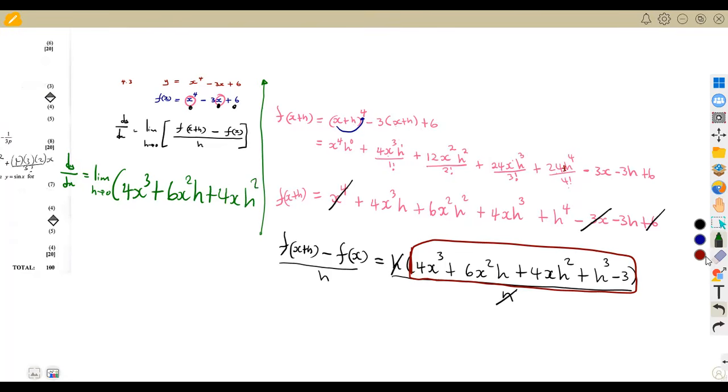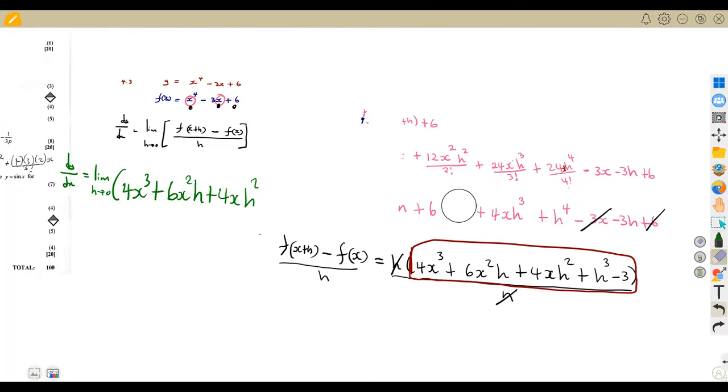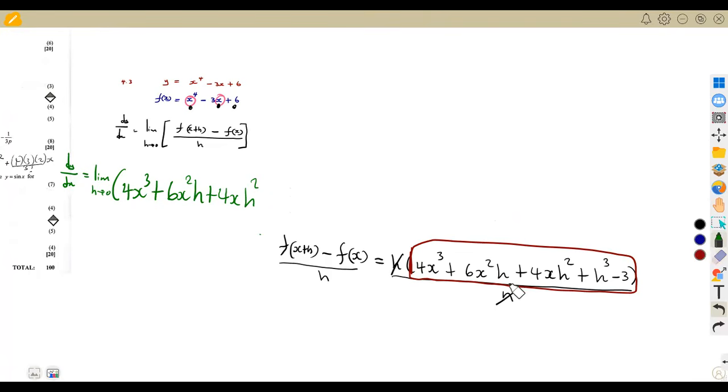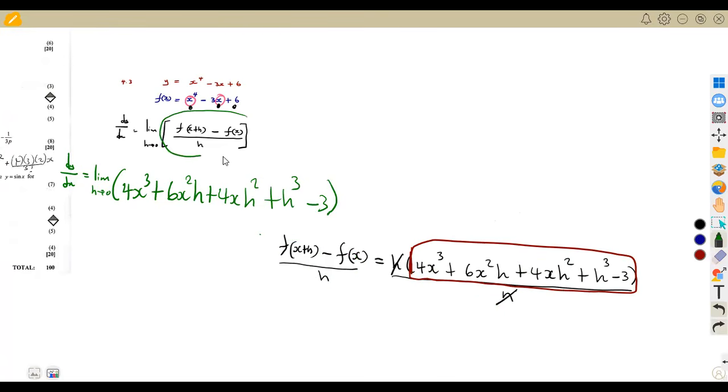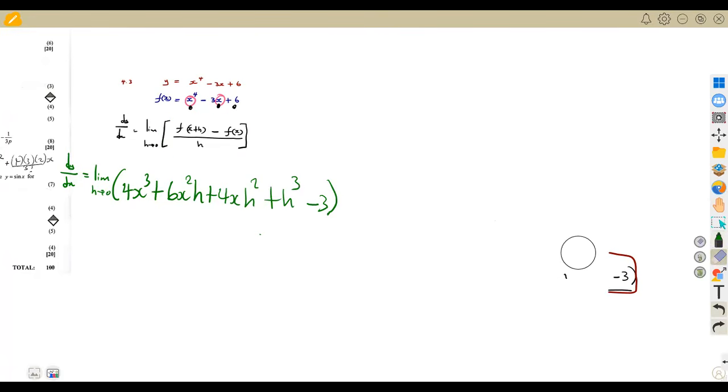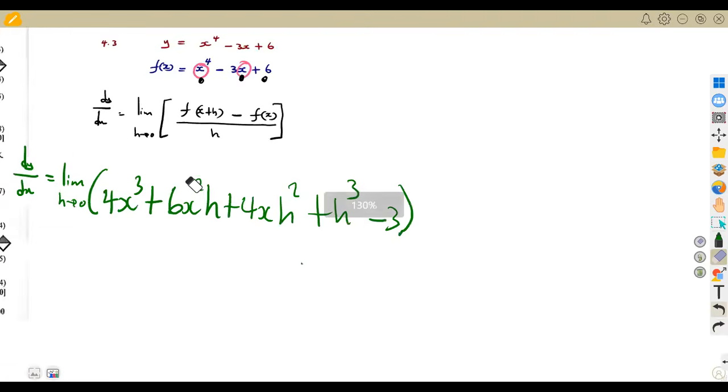Unfortunately, guys, I wanted us to work this to see it up to the end, but unfortunately, there's no space. I'm just going to remove this. So here we're going to have 4x h squared plus h cubed minus 3 like this. So we have substituted our f of x plus h, this one, in place of our f of x plus h minus f of x. That means we can now apply our limits, because this is what we wanted in our simplification.